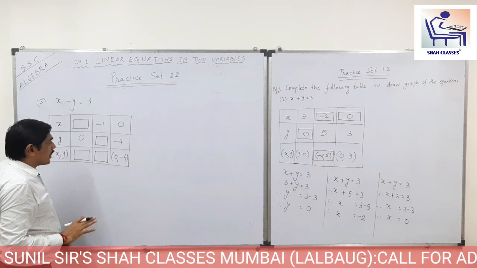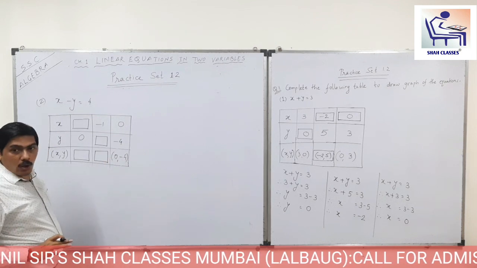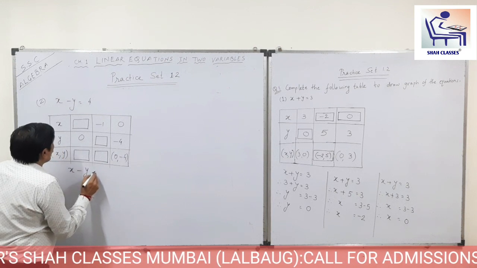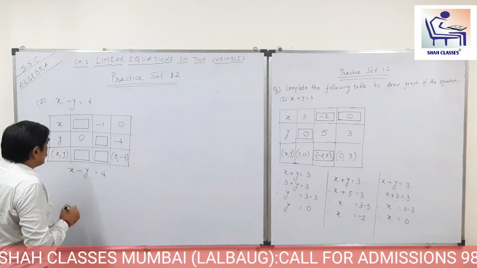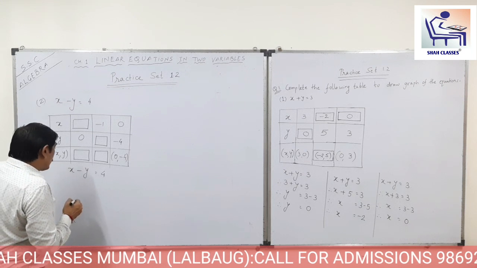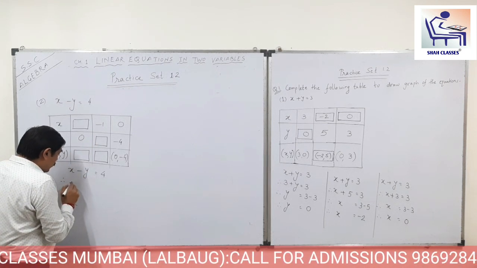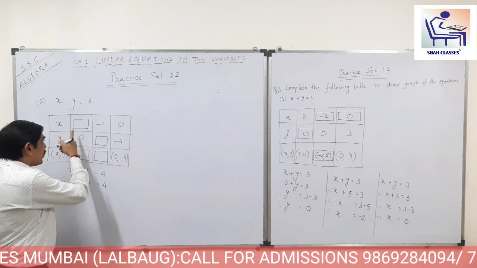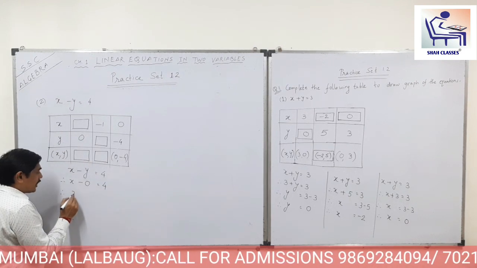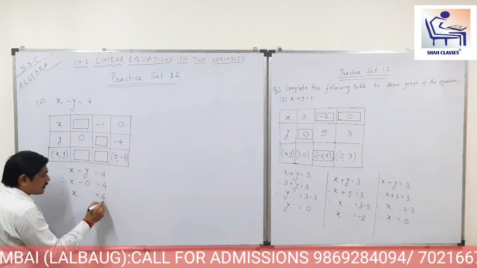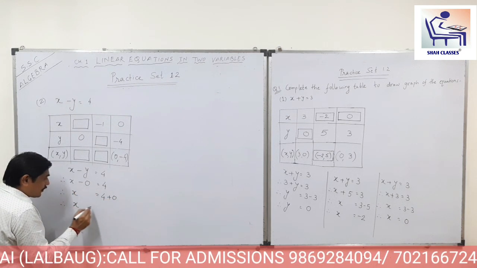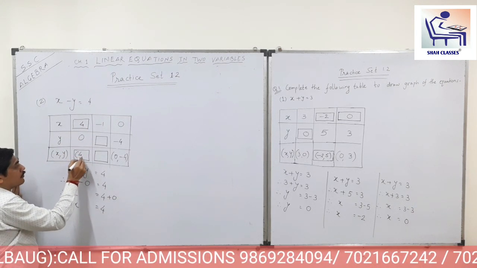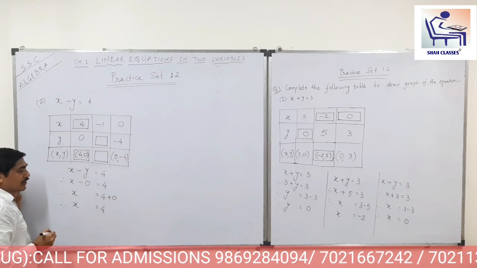Remember, this coordinate you are getting readily, so no need to solve. Here x minus y is equal to 4. In this equation the value of y is 0. So we will put the value of y as 0 to get the coordinate of x. Now you can understand x is equal to 4 plus 0, that is x is equal to 4. So here we are getting the answer 4, and fill up this box as 4 comma 0.